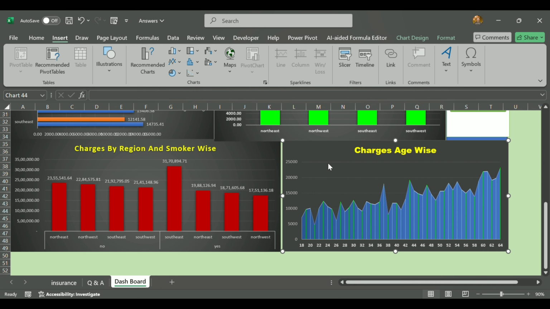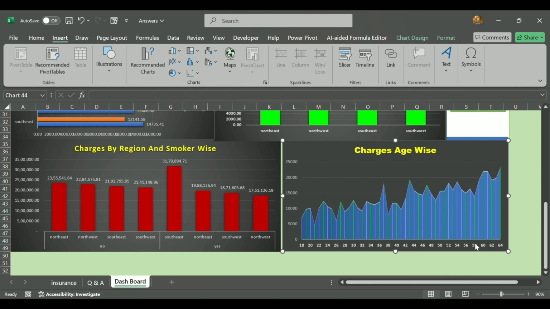So next I created an area chart that shows how medical charges vary with age. From this chart we can clearly see a trend. Before the age of 30, medical expenses are generally lower. As age increases, the charges gradually rise, which is expected as older individuals often require more medical attention.